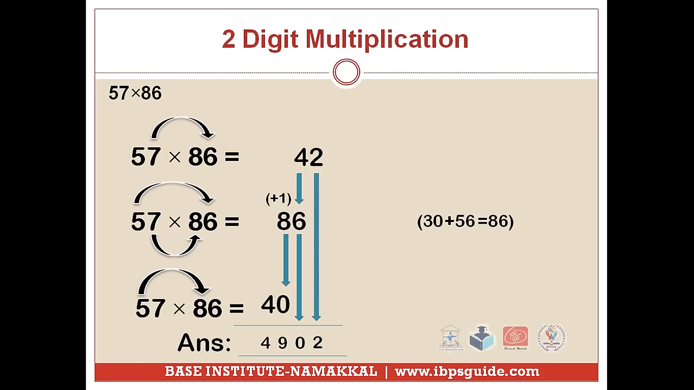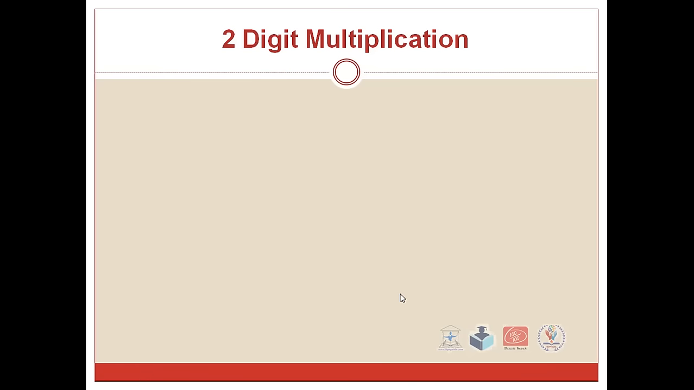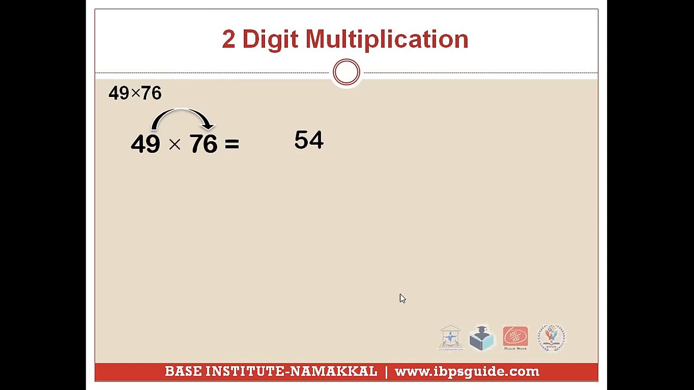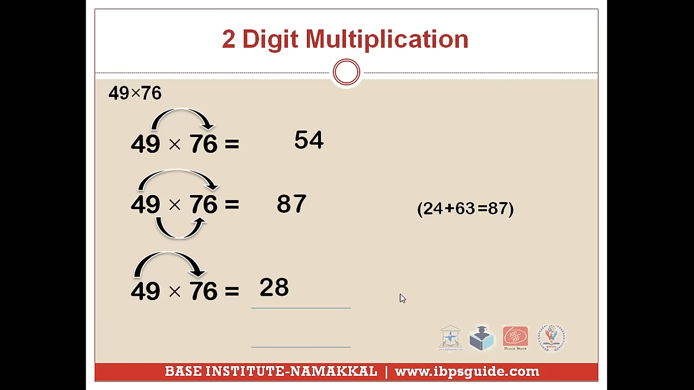When you see the multiplication of 49 with 76, first we multiply 9 into 6, and we get 54. Then we multiply 4 into 6, and we get 24. Then we multiply 9 into 7, and we get 63. Adding these two numbers, we get 87. And then finally we multiply 4 into 7, and we get 28.